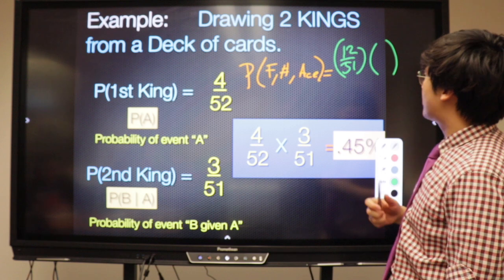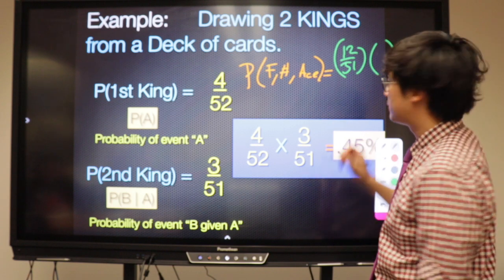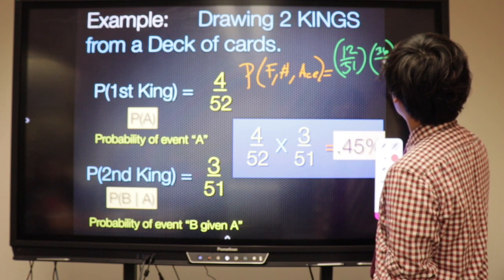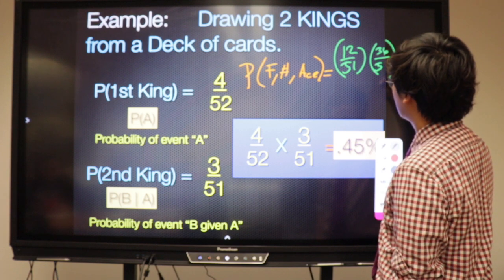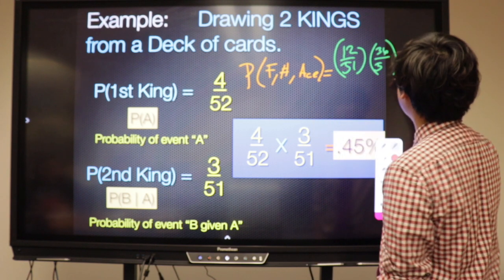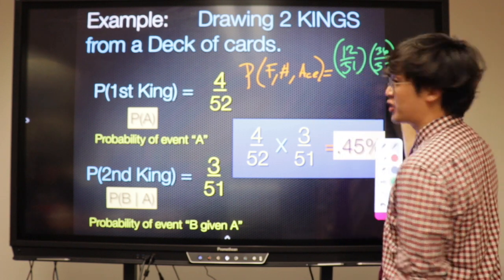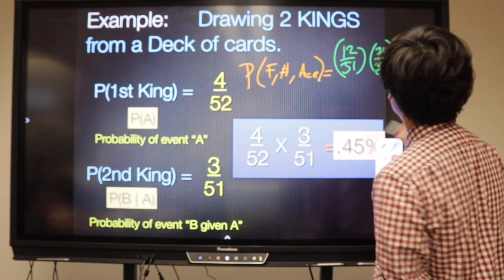What about the number cards? 36 out of 52. I did that one first. As long as it's changing. What about ace? It's 4 out of 50.